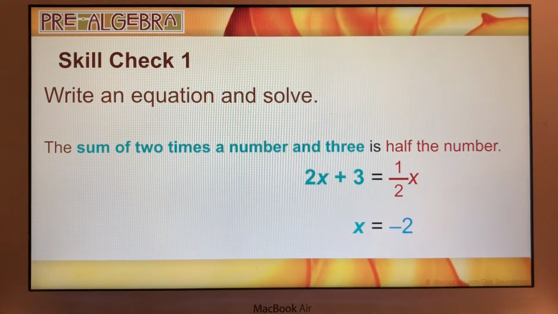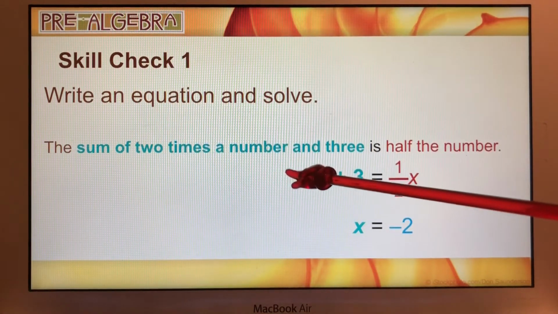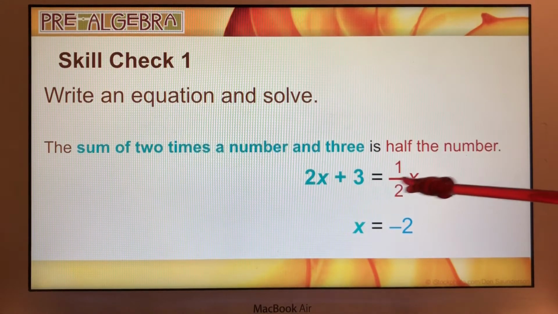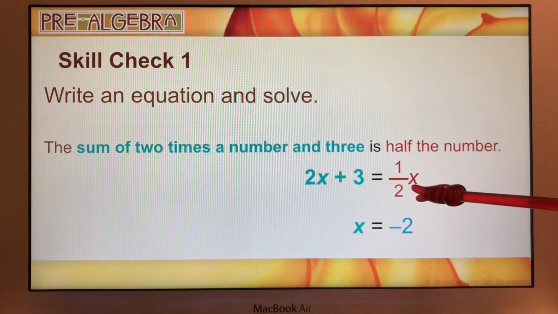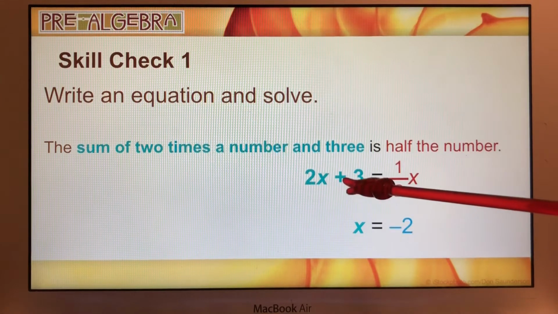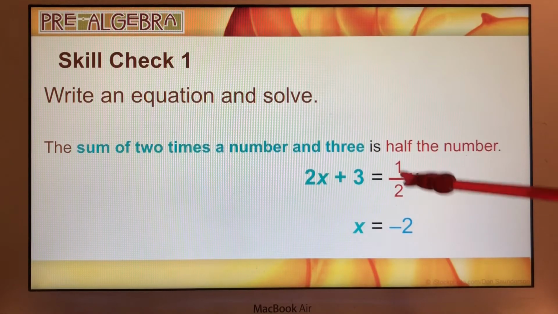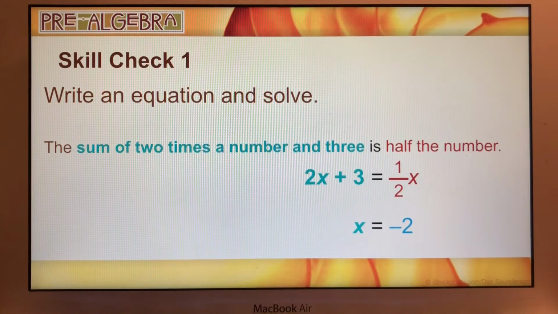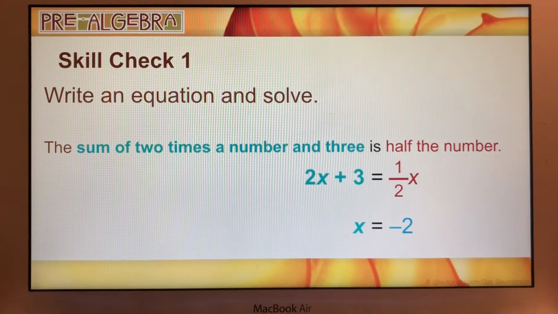Now, another way you could do this is if you want to eliminate the fraction right away, just multiply everything by 2. Then you end up with 4x plus 6 equals x. And then you can bring your 4x over to this side, and then you'll end up with -3x. And then on this side, you have 6. And then 6 divided by -3 is going to give us -2. Okay, so there are several different ways that you can derive this answer right here.